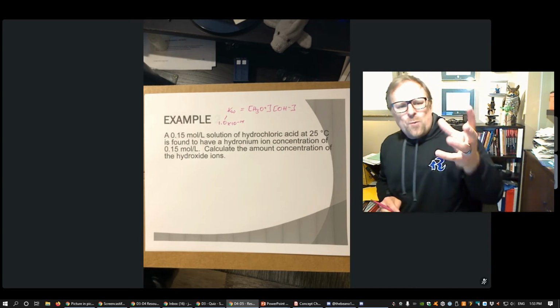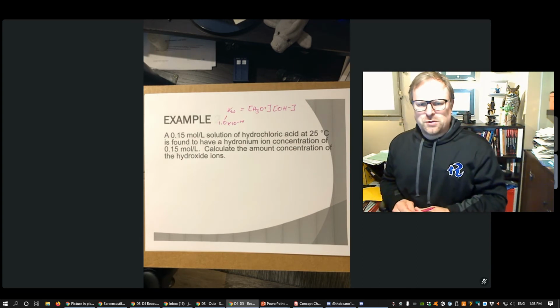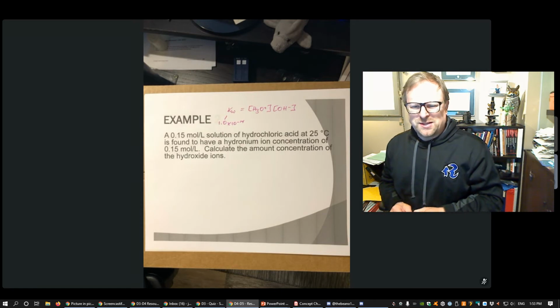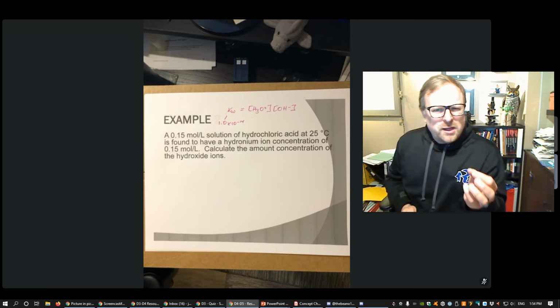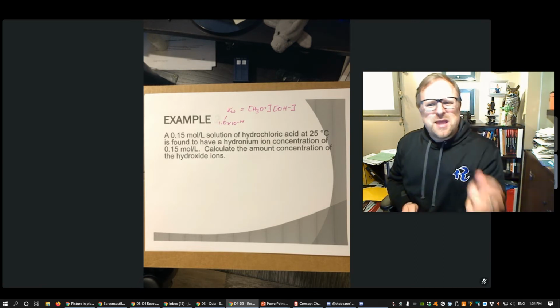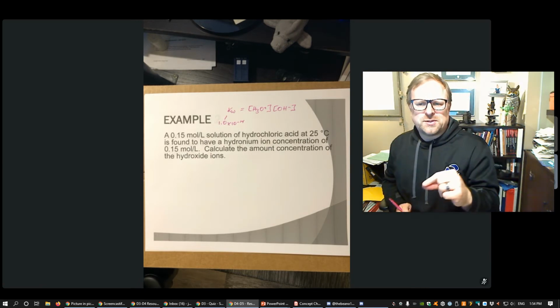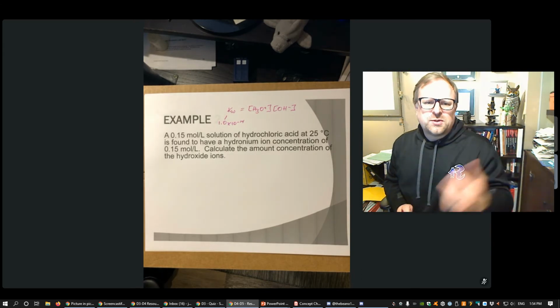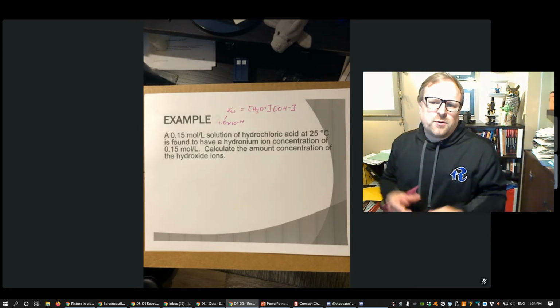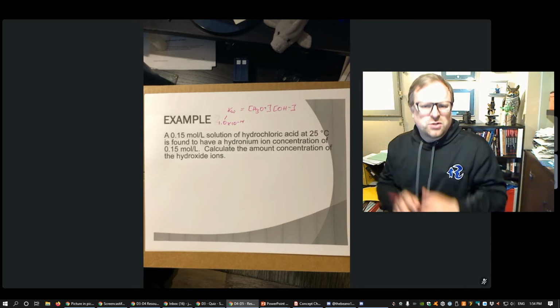So a 0.15 mole per liter solution of hydrochloric acid at 25 degrees Celsius. Remember, the temperature is not going to factor in, but we're including temperature because if we mess with temperature, we mess with the equilibrium constant. So if I'm using 1 times 10 to the minus 14, we're going to assume that we are at 25 degrees Celsius, because otherwise things change a little bit in there.